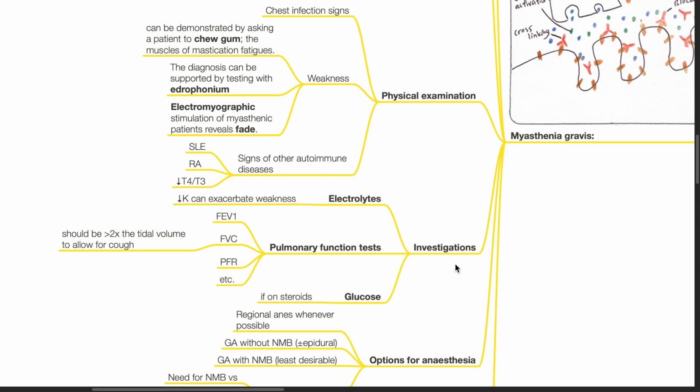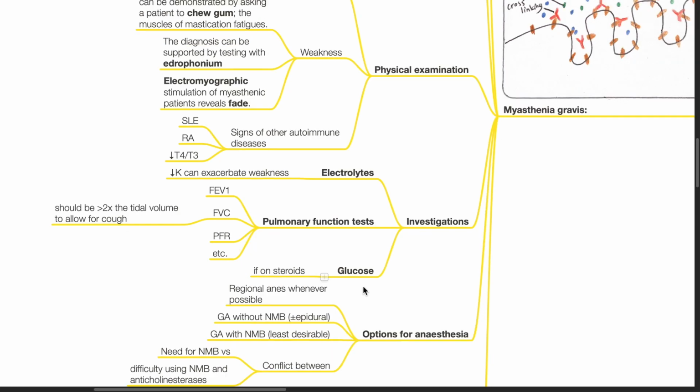Investigations. Preoperatively, we should order electrolytes such as potassium. If there is hypokalemia, it can exacerbate weakness. Pulmonary function tests such as FEV1, FVC, and PFR are valuable. Blood glucose levels if the patient is on steroids.